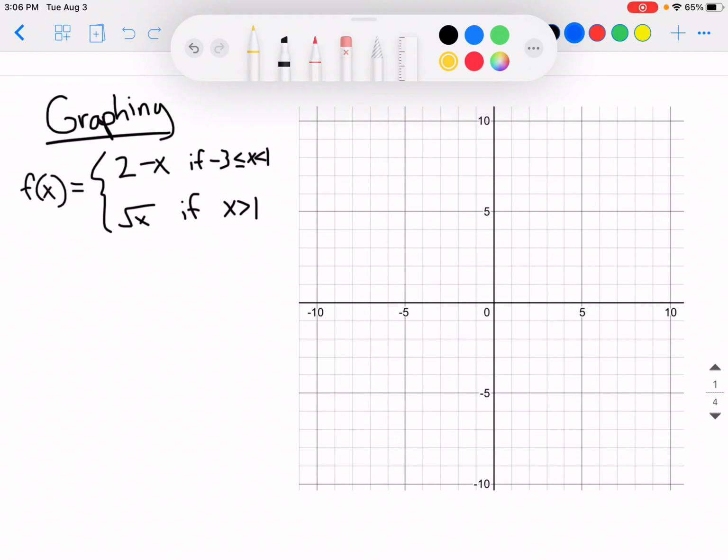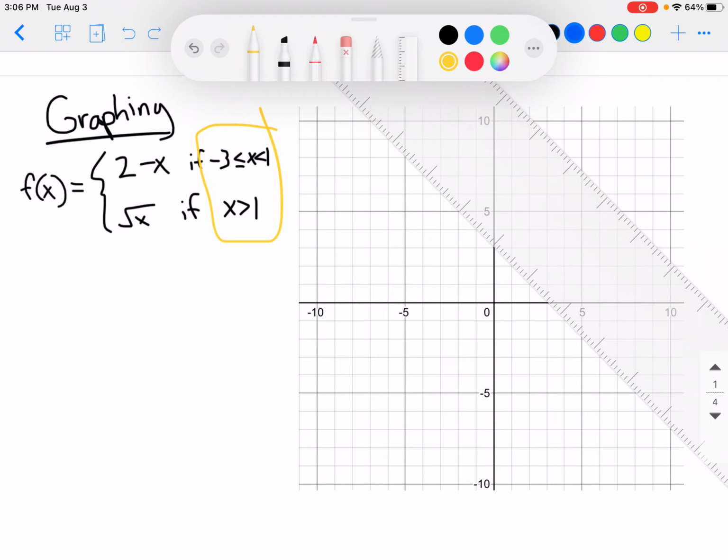Hello and welcome to this video where we're going to graph a piecewise function, determine its domain and range, and then find any intercepts it may have. First thing we want to do is take a look here. This is going to tell us where we need to break up our coordinate plane.